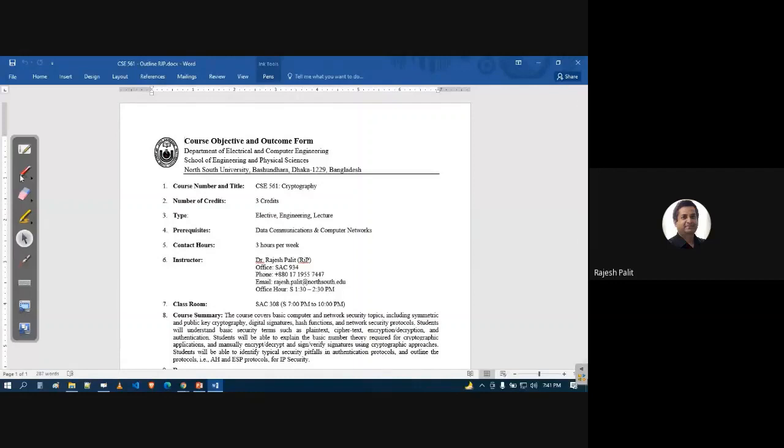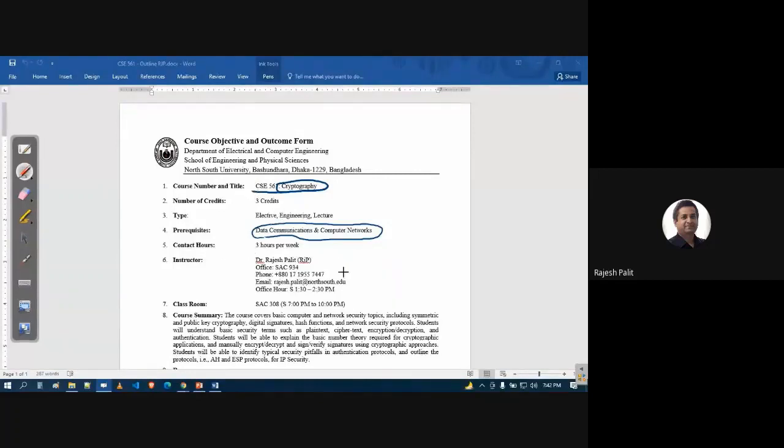This is the name of your course: cryptography. Definitely you all know. The prerequisite is data communication and network. Since you are graduate students, all of you have taken that computer network course, right? Yes, sir. Please respond. That will help all of us to continue in the class.